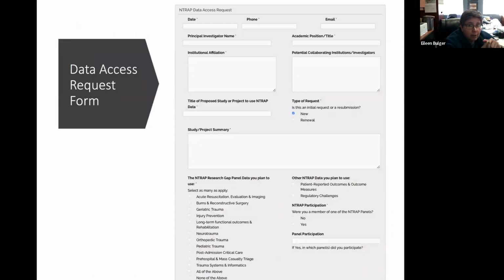This is how you ask for it. There's a data access request form on the website. We ask you to fill it out and tell us a little bit about your project. We have a review process because we don't want everybody doing the same project. So if there's somebody else that's already working on it, we can connect you to them. But this way we can keep track of what's going on, and we can make sure that we get you the data that you need.